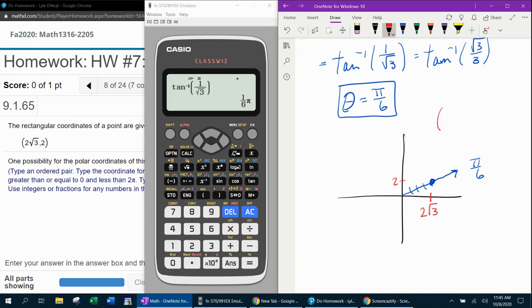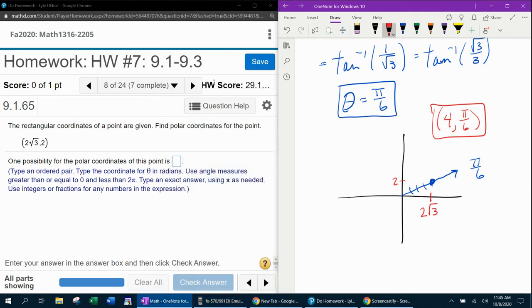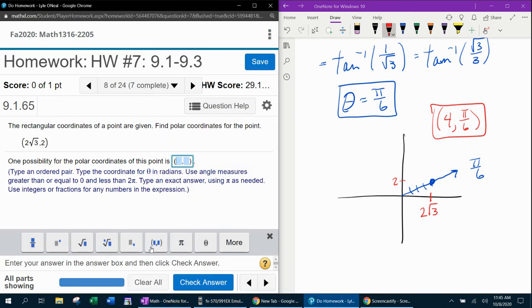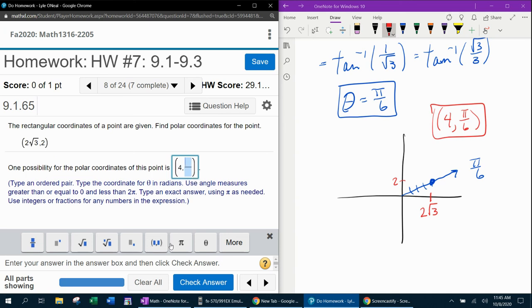So again, as an ordered pair, r comma theta, we need to input this into MyLab Math. As an ordered pair, r comma theta, 4 comma pi over 6.